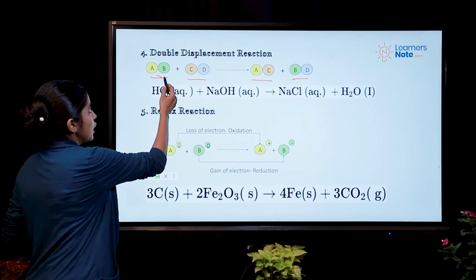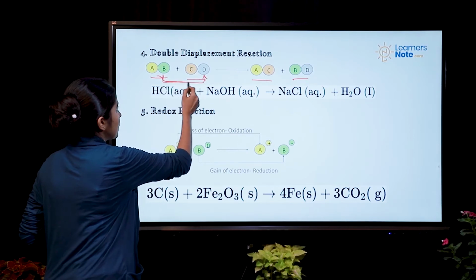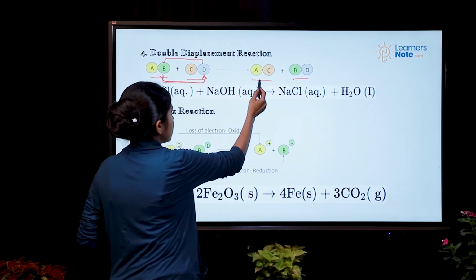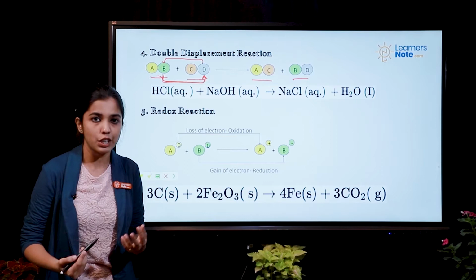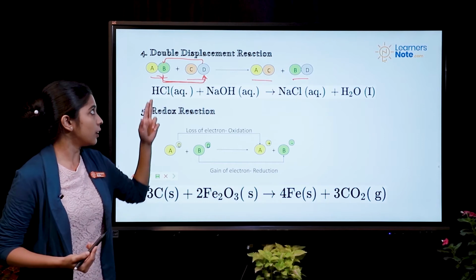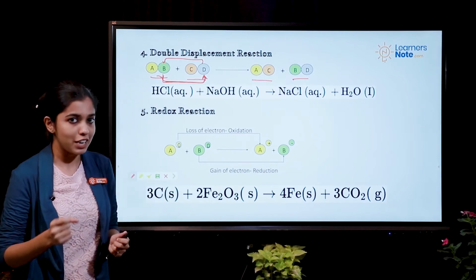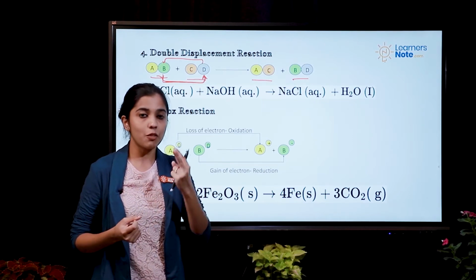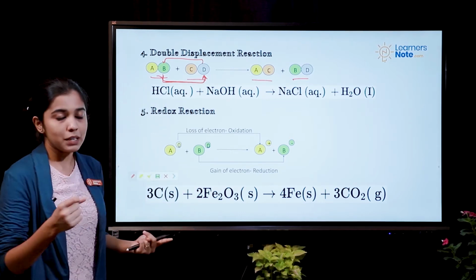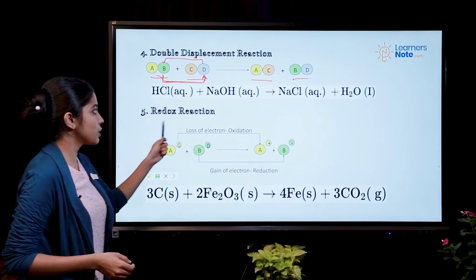Here what you observe is that B is exchanged with D. So B will come and sit in the position of D, whereas D will come and sit in the position of B. So you get the products AC and BD. Basically there is an exchange of ions between the reactants and you get two products. There is another name for the double displacement reaction, which is precipitation reaction. It is called that because of the two products, one of them would be solid. You get a precipitate out of the reaction, so double displacement reaction is otherwise known as precipitation reaction.